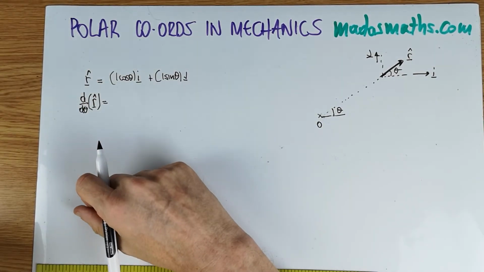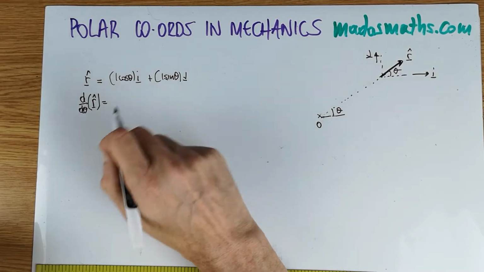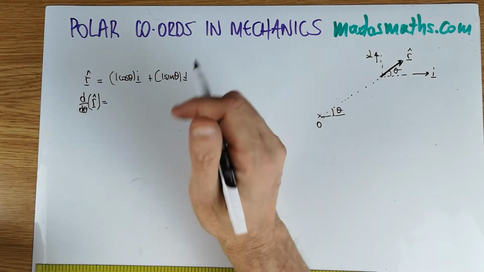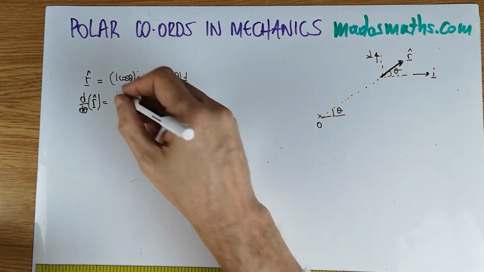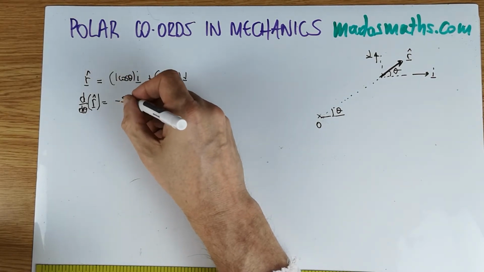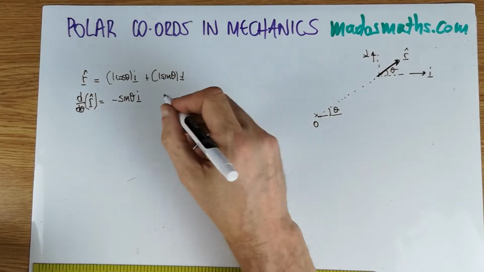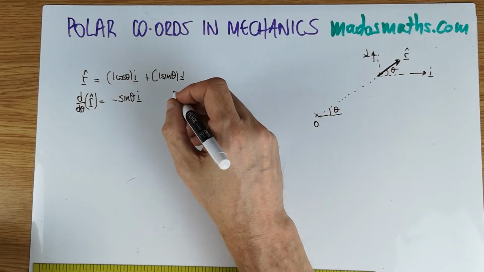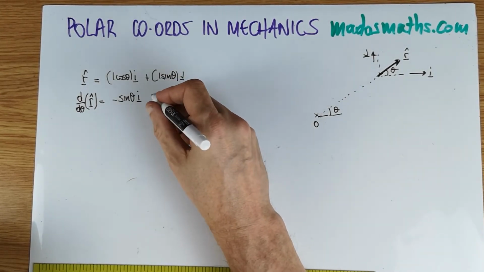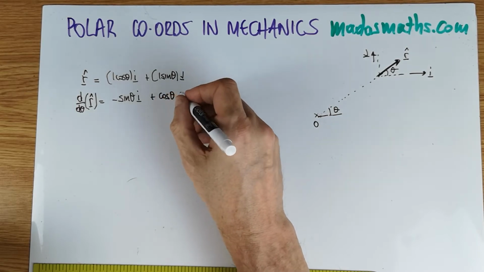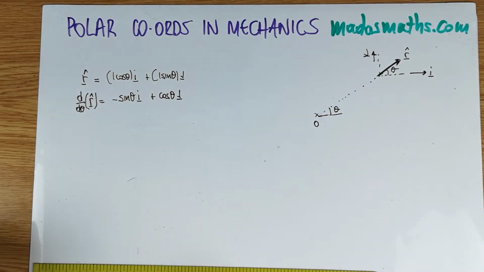Okay, how does that differentiate? Well, these are unit vectors, so I'm going to do the usual stuff that I'm used to from elementary mechanics. So cos differentiates to minus sine in the i direction. That is constant, there's no change. I don't need to be applying product rules. And sine will differentiate to a cos. And of course, that's going to be in the j direction.